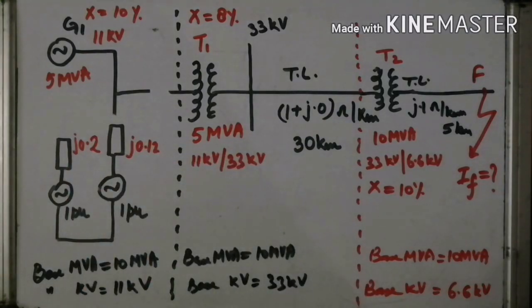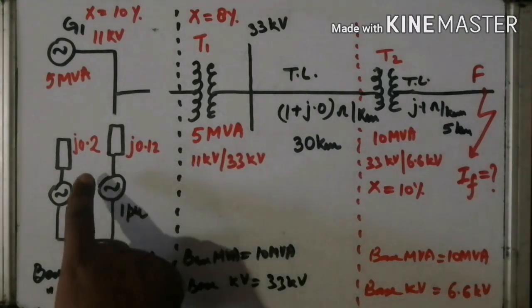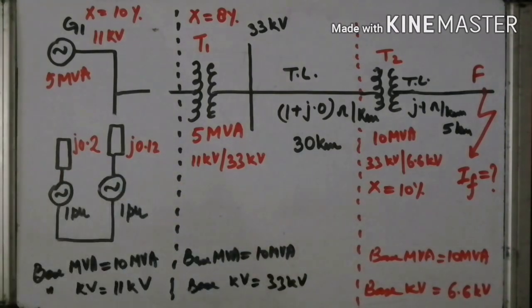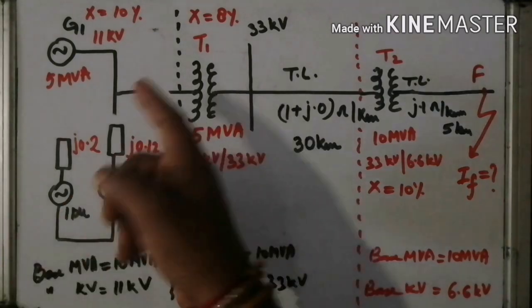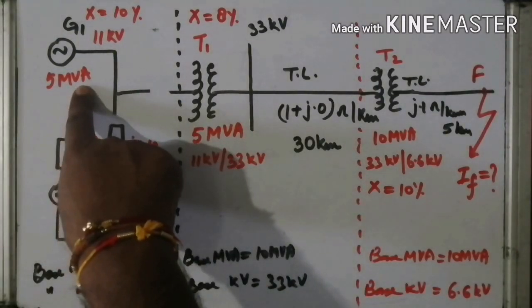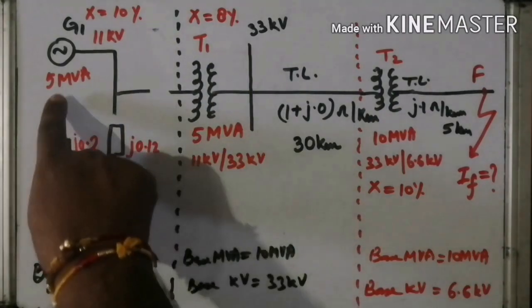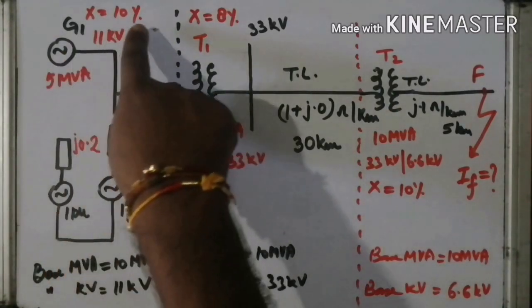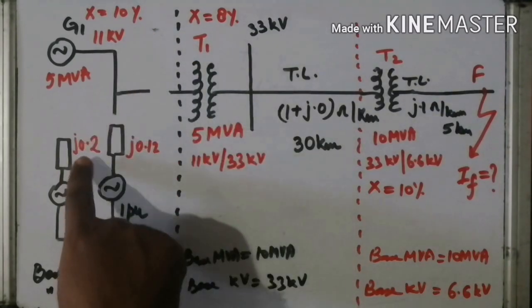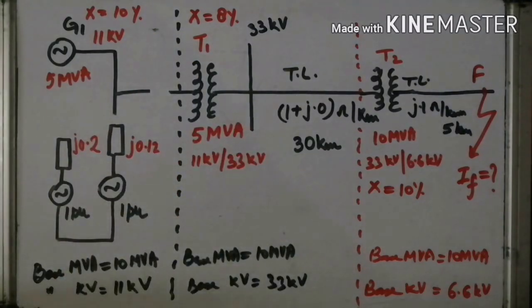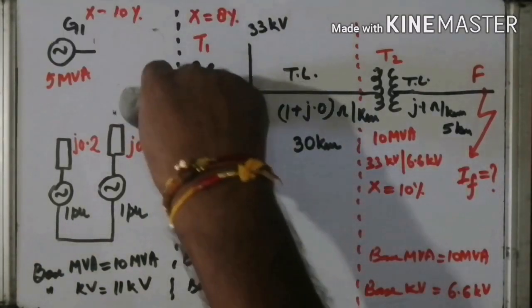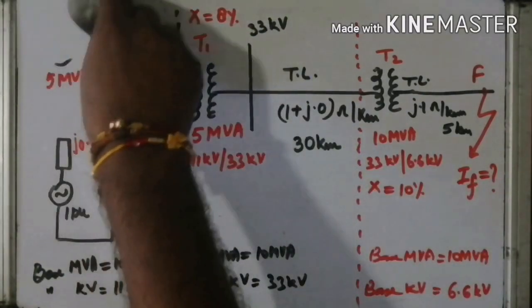Why it is so? Why it is 0.2? See it very carefully. Base MVA rating is 10 MVA, but the rating of the generator is only 5 MVA. It is 10%. Once we convert it as a 10 MVA, then it is 20%. That's why it is 0.2. This part is complete now.